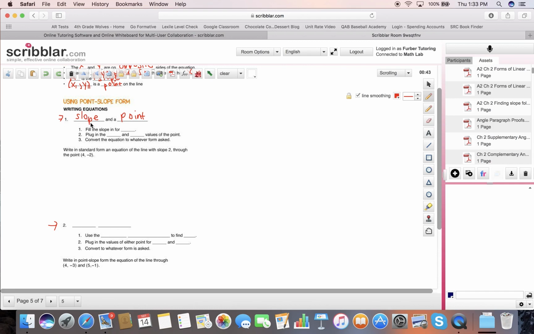So here's how we do this if we're given a slope and a point. If we're given the slope, it gets plugged in for m. So you fill the slope in for m in the equation. So I'm going to write the equation off to the side here again, so I don't have to keep switching back. Okay?